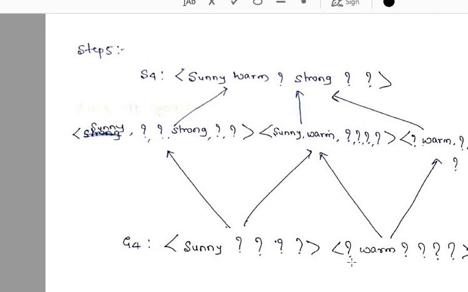Next, any other combination that happens here. I will write question mark as it is, warm I will write as warm only, next question mark as it is, and next I can write this question mark as strong. So the value becomes question mark, warm, question mark, strong, question mark, question mark. That means we will get three hypotheses which are consistent with the given data set. So this is the result of the candidate elimination algorithm.